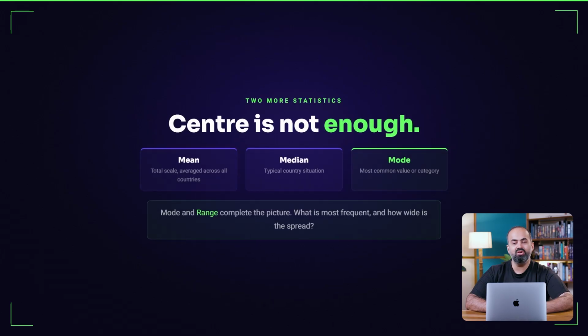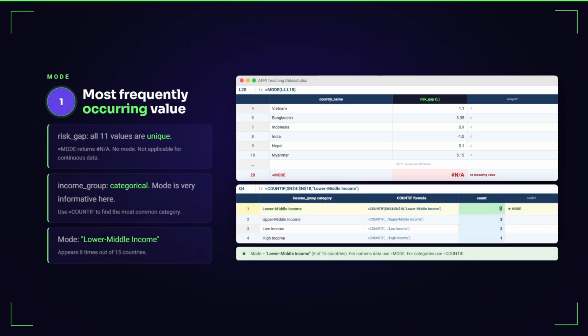Welcome back. Mean and median tell you about the center of the data. But the center alone is not enough. You also need to know what is the most common situation and how spread out are the values. That is what mode and range give you. Let's begin with mode, which is the most frequently occurring value.